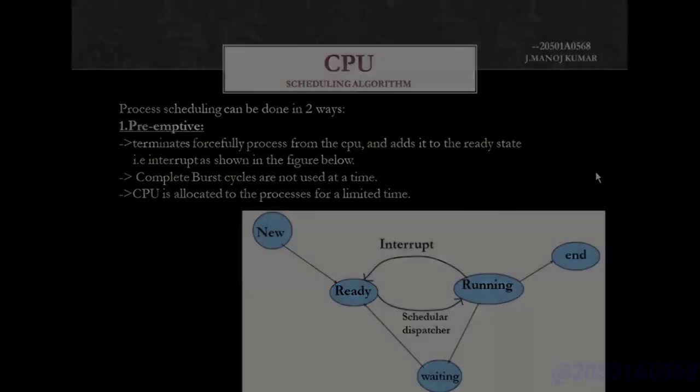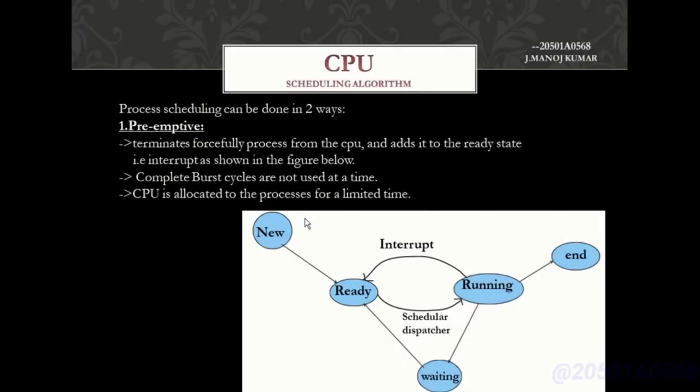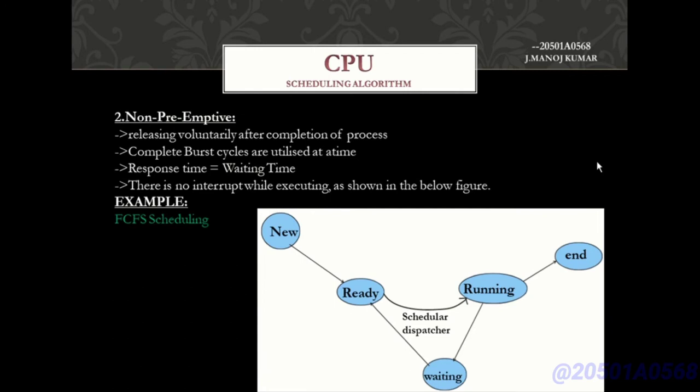First one, preemptive. For example, let us consider a process which is in new and it enters into the ready state. At first, it is in the ready state, and at a certain time it goes for execution to the running state. And after some time, it forcefully terminates back to the ready state. It is called a preemptive scheduling algorithm.